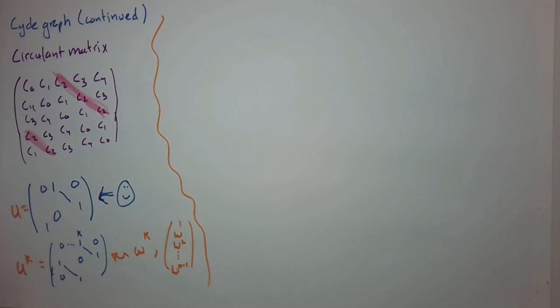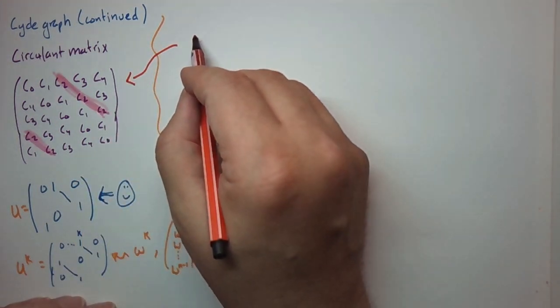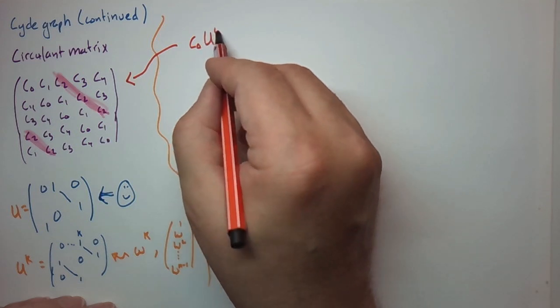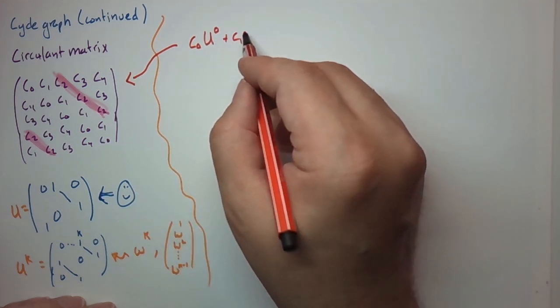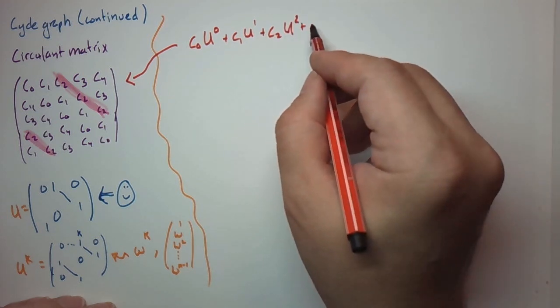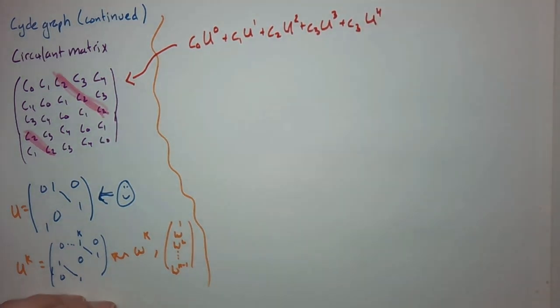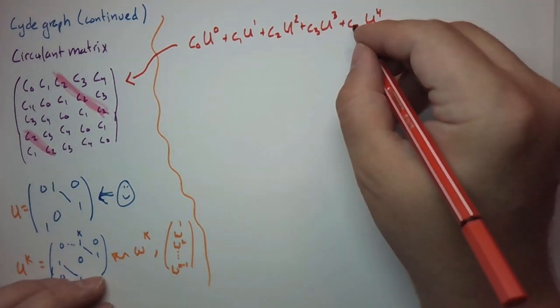I claim we can write down the eigenvalues for any circulant matrix. It takes almost no work at all. Well, why? Because let's look at this one. Really, I can think of this as C0 u to the 0 plus C1 u to the 1 plus C2 u squared, C3 u cubed, and C4 u to the 4th, thank you.